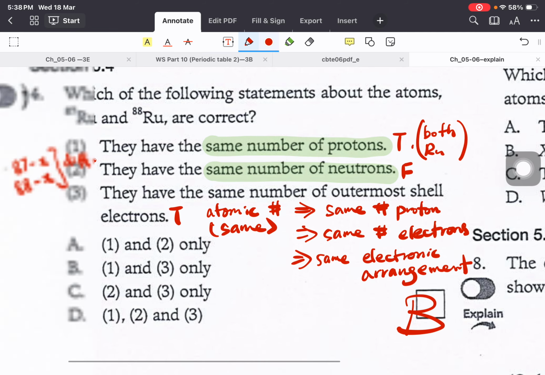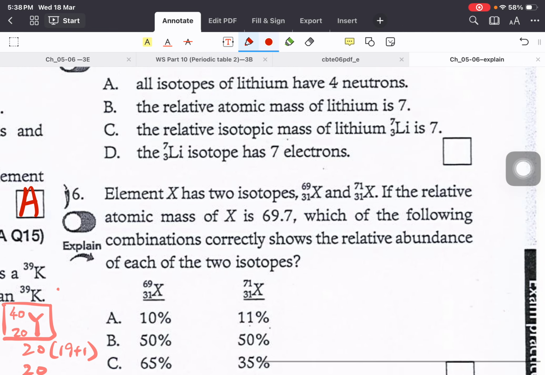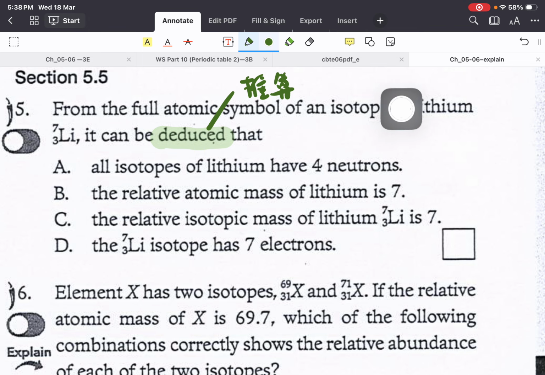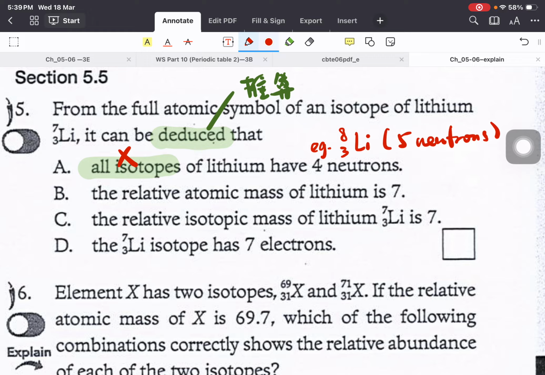Okay, should be B. Next. Question 5. Full atomic symbol of isotope lithium-7, it can be deduced that what? What can we deduce about it? All isotopes of lithium have 4 neutrons. No, not necessarily. Because it says all isotopes, that is wrong. You can only say this one has 4, 7 minus 3, but you shouldn't say all isotopes. There may be lithium-8, which would have 5 neutrons, so it's wrong, so it's F. Okay, F for this one.